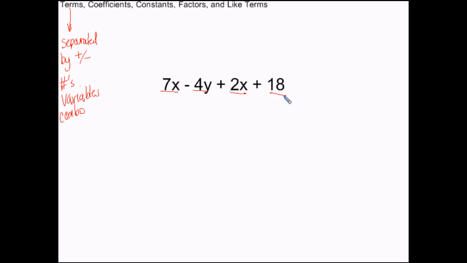Okay. Coefficients are the numbers attached to a variable. Up front. Okay, so coefficient, coefficient, coefficient. Constants.